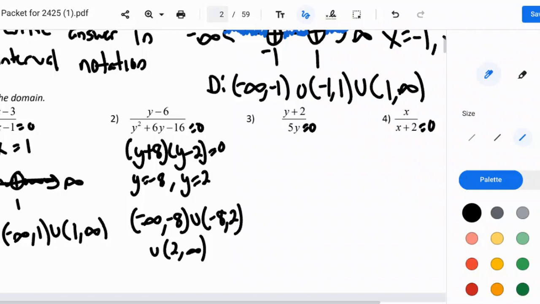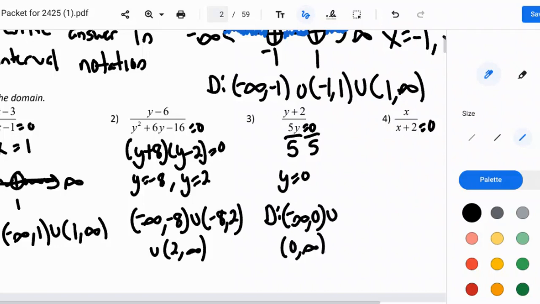Number 3, if we divide by 5, we'd get y equals 0. So that'd be our only problem. So your domain would be from negative infinity to 0 in union 0 to infinity. And the last one, if you make it equal to 0 and you solve, you'd get negative 2 is your only problem. So now your number that you cannot use would be negative 2. So that'd be negative infinity to negative 2 in union with negative 2 to infinity. And that would be your domain.